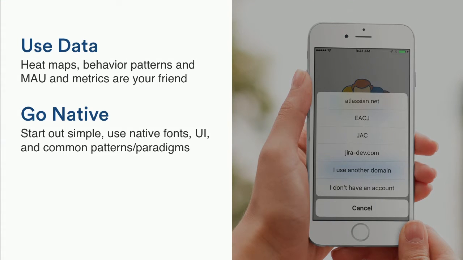So the second bullet point that allowed us to bring our mobile products out there relatively quickly was to go native. So that not only meant using features that exist on mobile, like notifications and things that exist on the platform, but it also meant using the native font stacks.